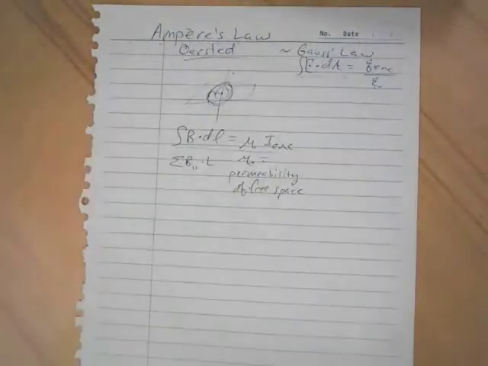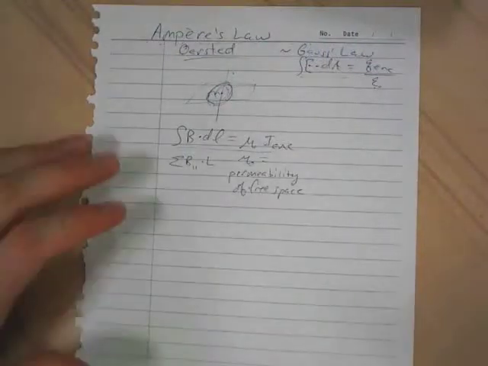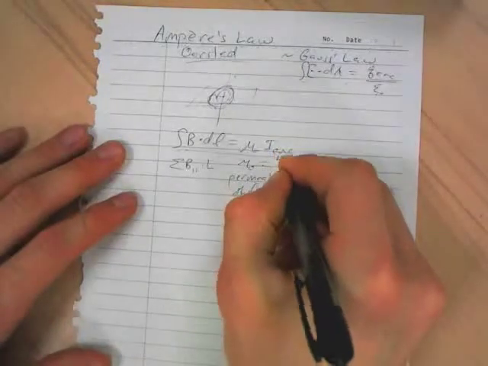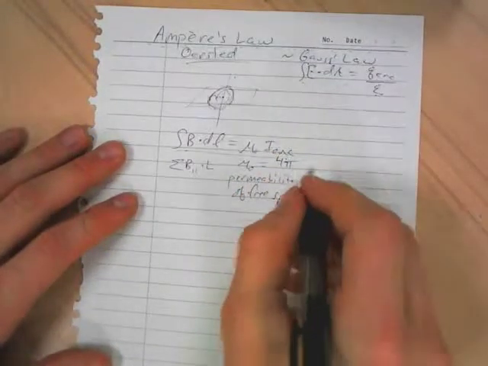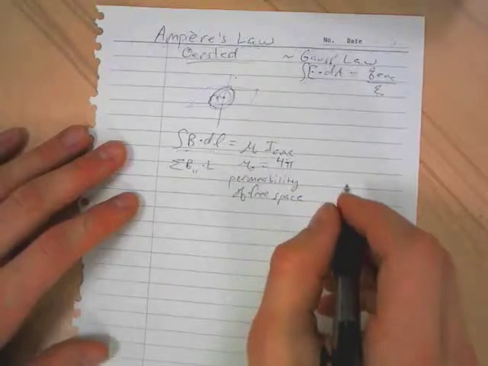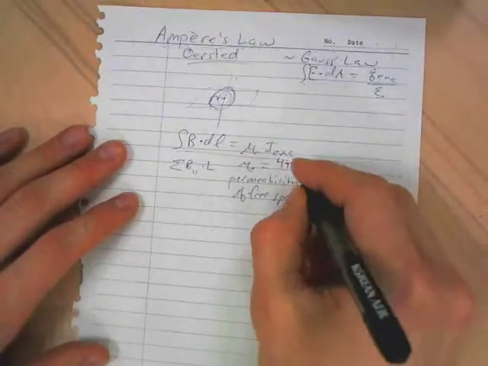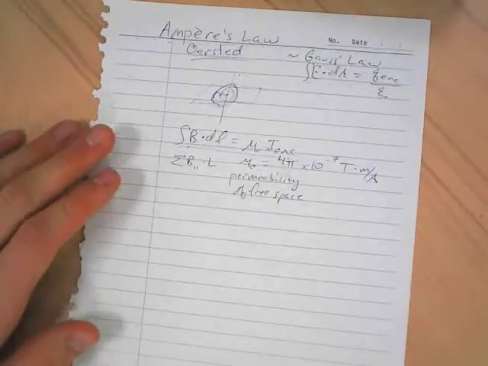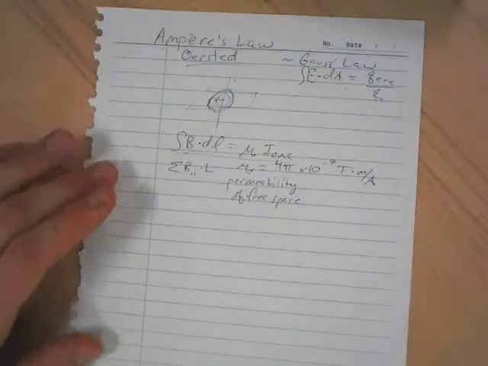Mu naught is for vacuum. Mu in general is how much a given substance is able to have a B field with respect to how much current there is around. But it's actually just specifically defined by this relationship. And it is fairly easy to remember. It's exactly 4 pi times 10 to the minus 7 Tesla times meters per amp. As with most of these constants, it has goofy units.